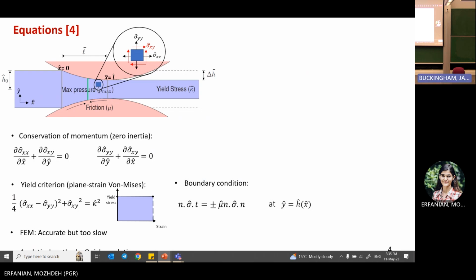We also need another set of equations to convert stresses into strains, but I didn't put them here. These are all the equations we need for the stresses. We can solve them numerically, for example, with finite element simulation software off the shelf. The problem is that it is very slow. It takes very long to find a solution, and we are looking for a solution which is much quicker.